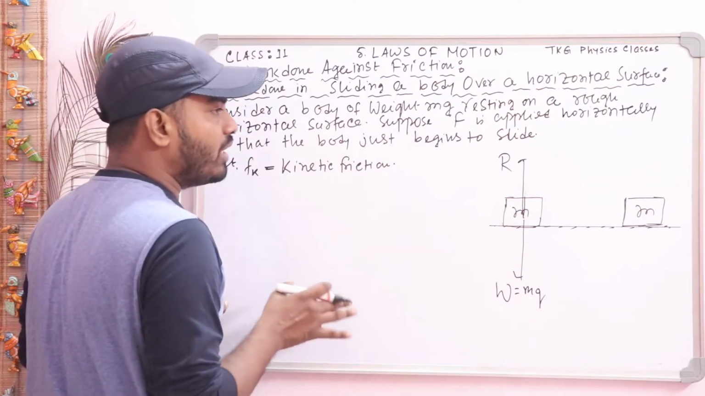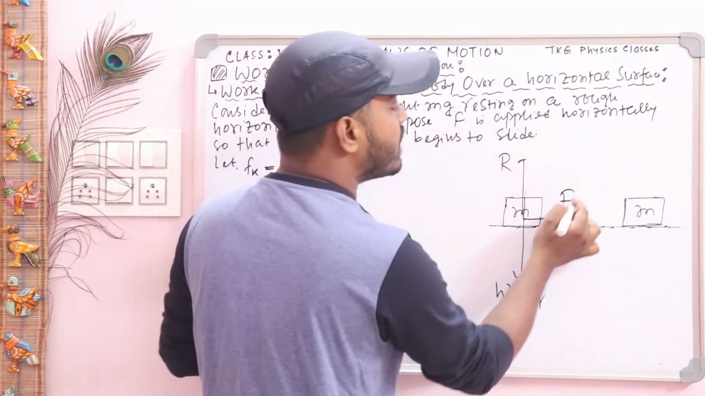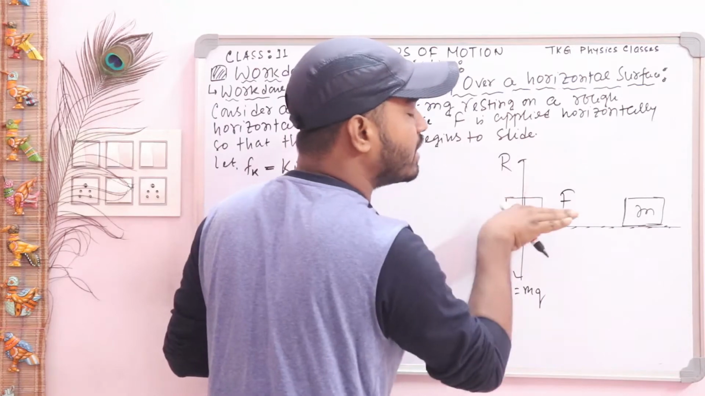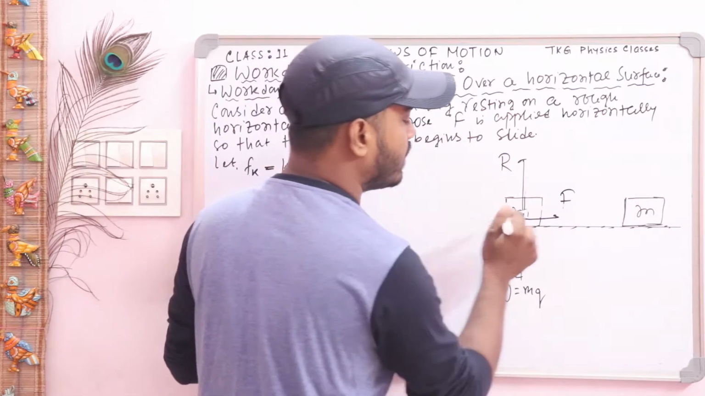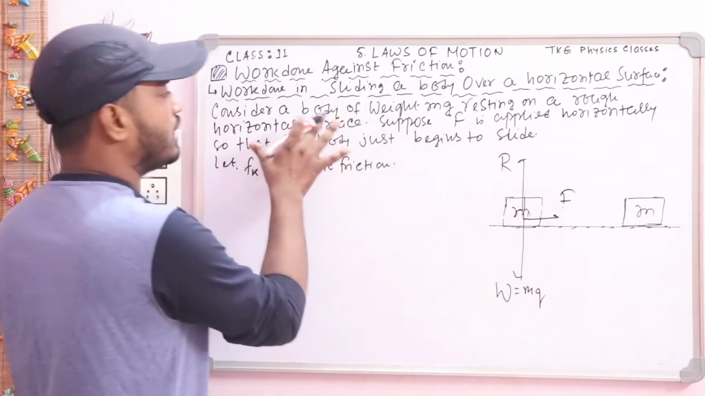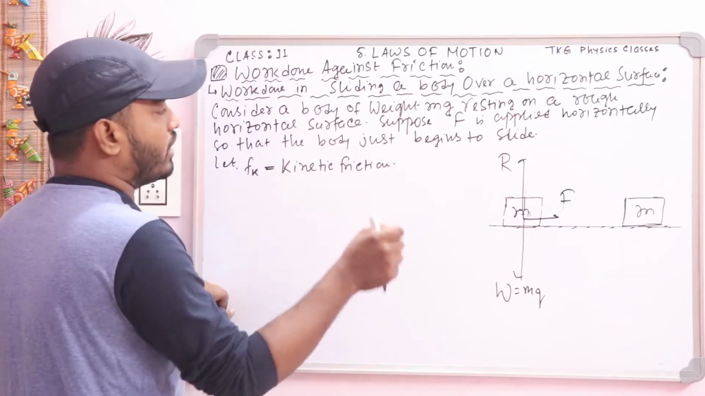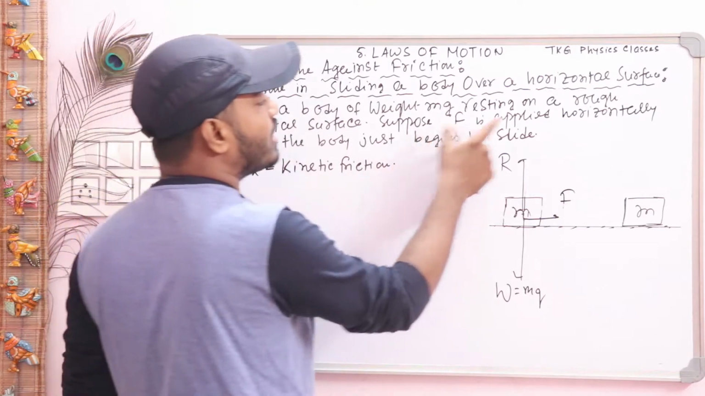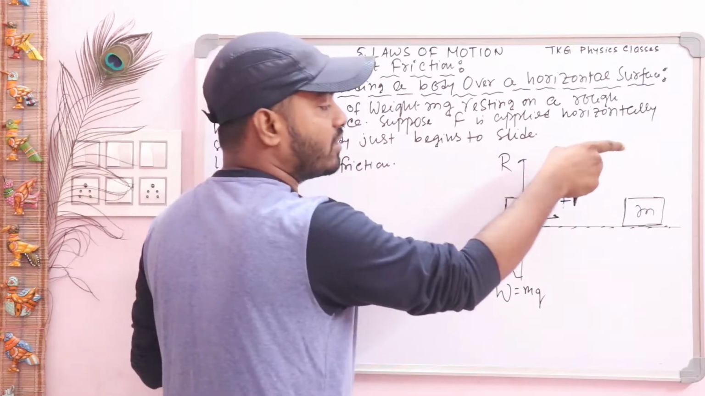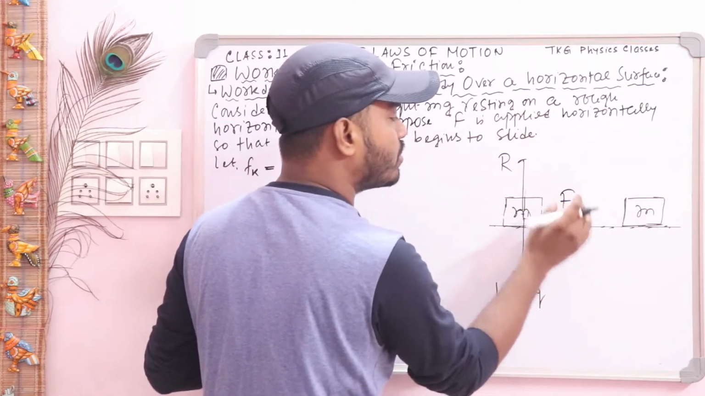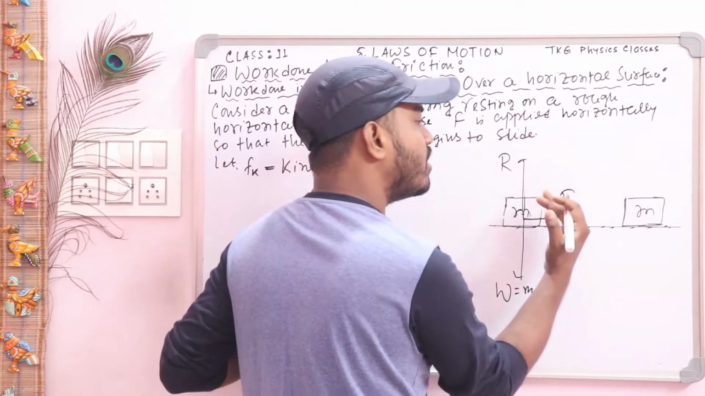When the body is moving, that means in the forward direction there is an applied force. Capital F is the force applied horizontally, and due to this F the body moves on the horizontal surface. Consider a body of weight mg resting on a rough horizontal surface. Suppose capital F is applied horizontally so that the body just begins to slide. This is the initial condition for its motion.